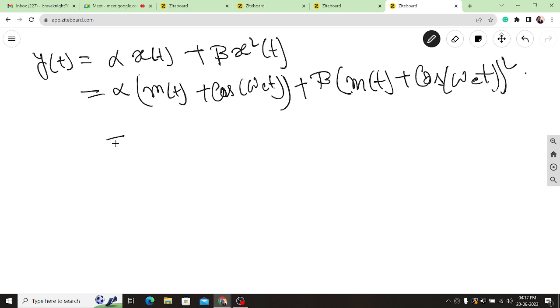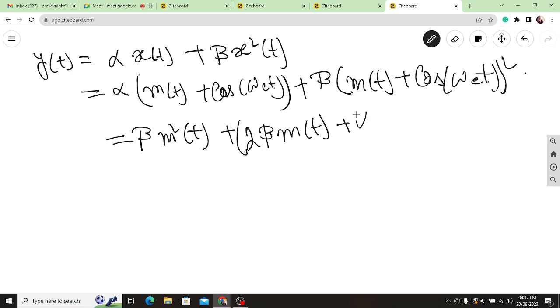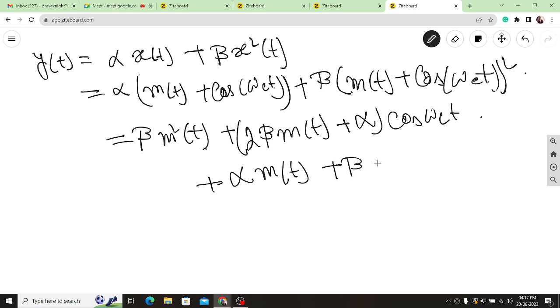So this is equivalent to beta m square t, plus 2 beta mt cos omega ct, plus alpha cos omega ct, plus alpha mt, plus beta cos square omega ct.